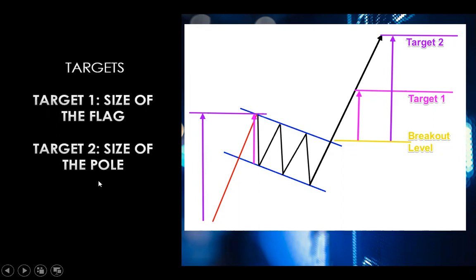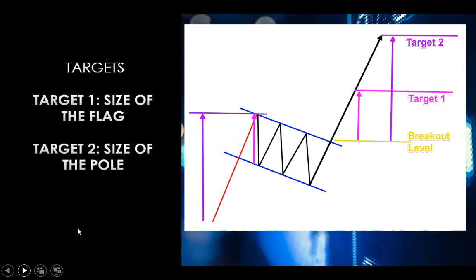But as far as targets, your first target will be the size of your flag. So it's going to be this flag here. We usually do a measured move, and we'll take the first target about the size of the flag. The second target is usually the size of the pole. So what you would do is take your tools and measure out the size of the pole and the size of the flag. A little bit more conservative target will be the size of the flag. A little bit more of a riskier or higher yielding target will be the size of the pole.